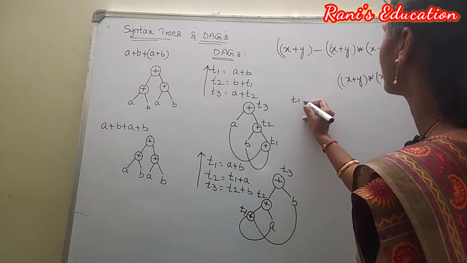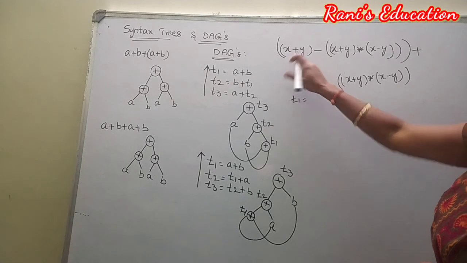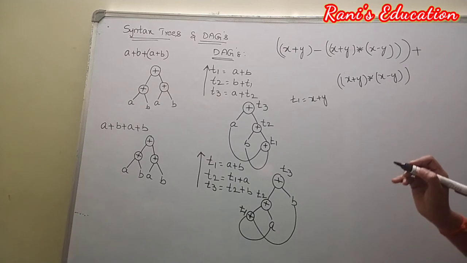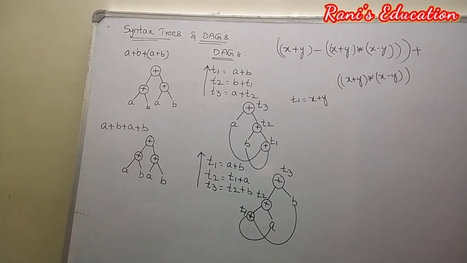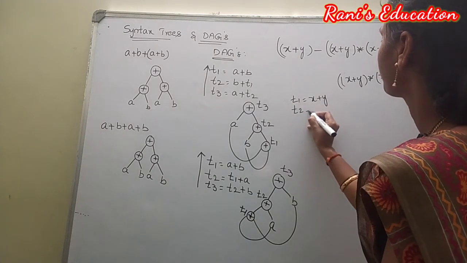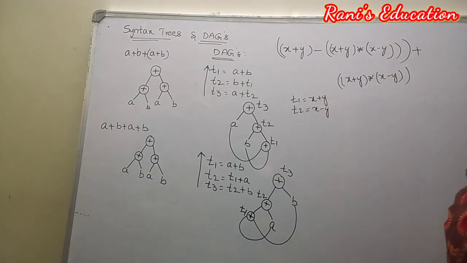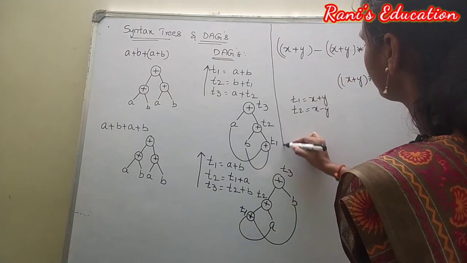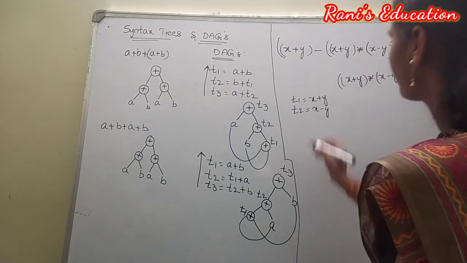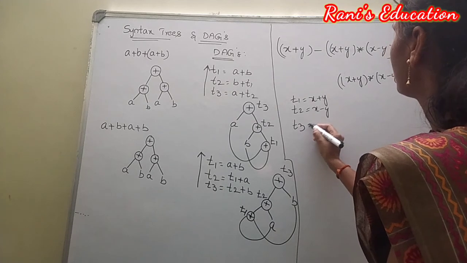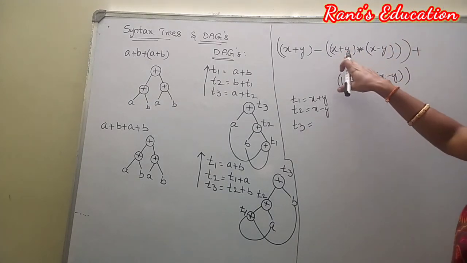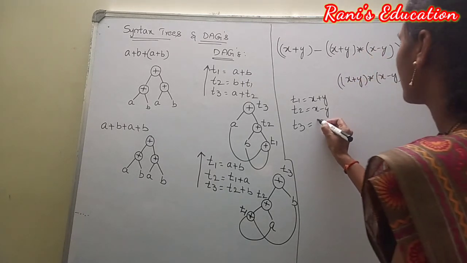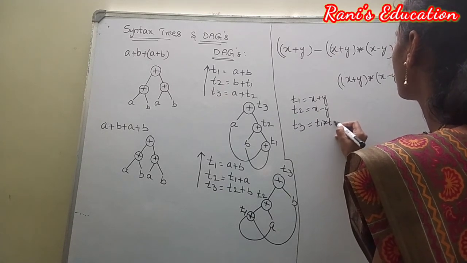Let us assume T1 is x plus y. Next, T2 is x minus y. So what about T3 here? You need to observe the parenthesis. First we have to compute x plus y, x minus y. Then you need to take the product of these two. That is T1 into T2.